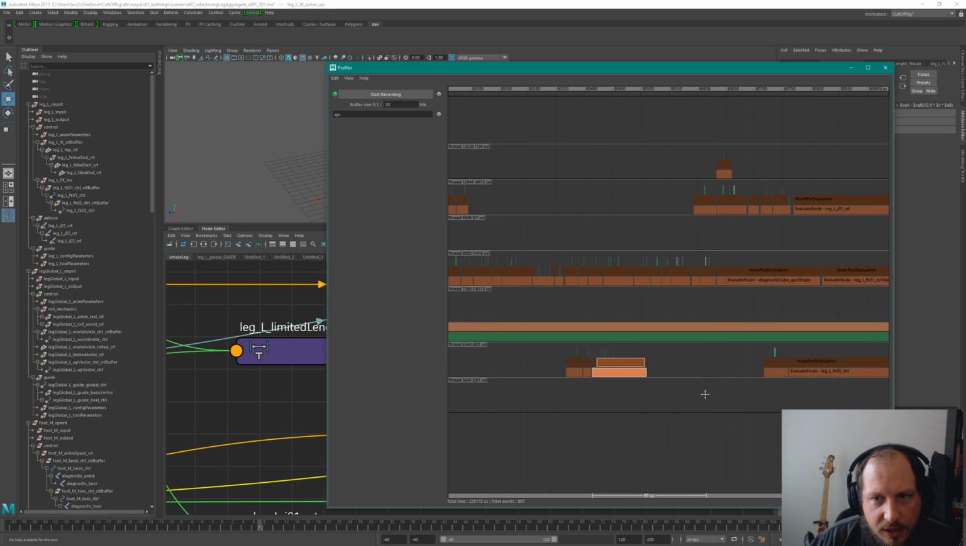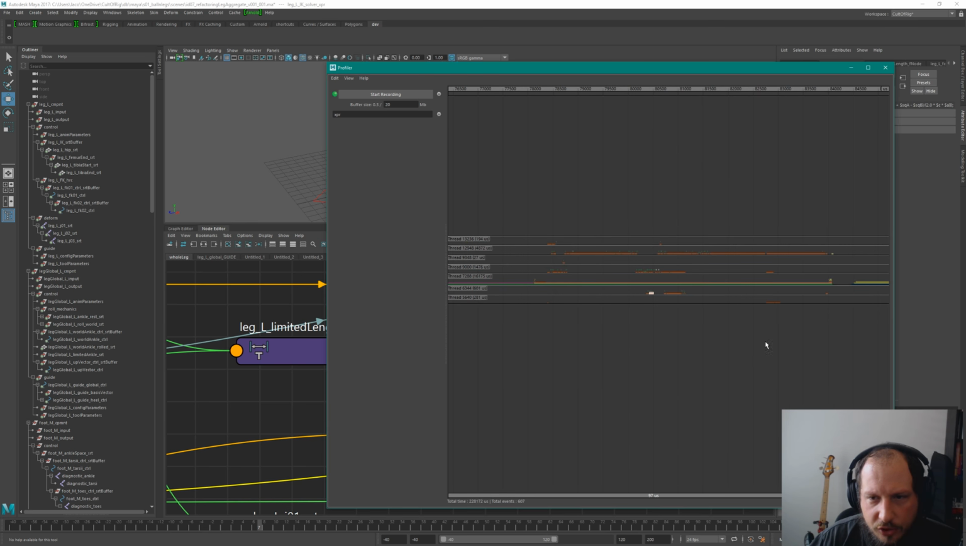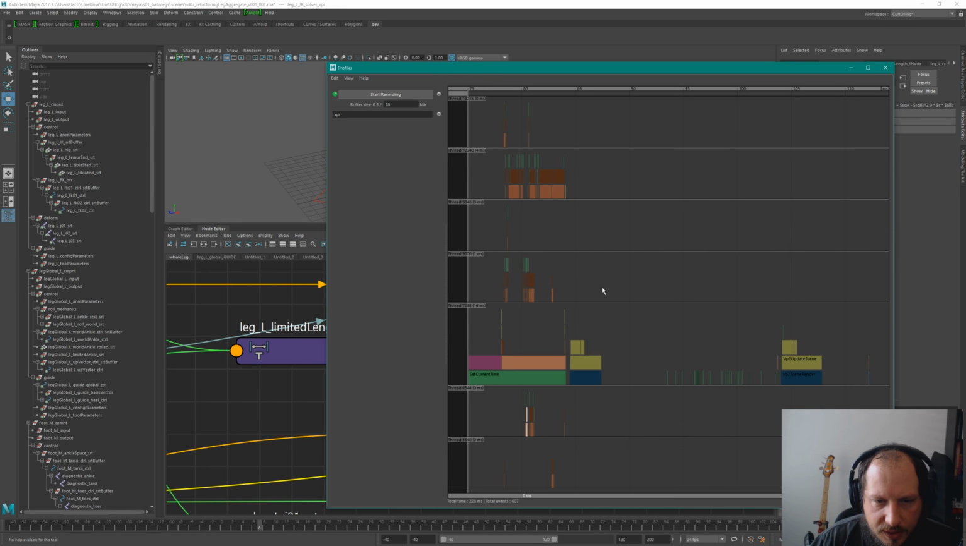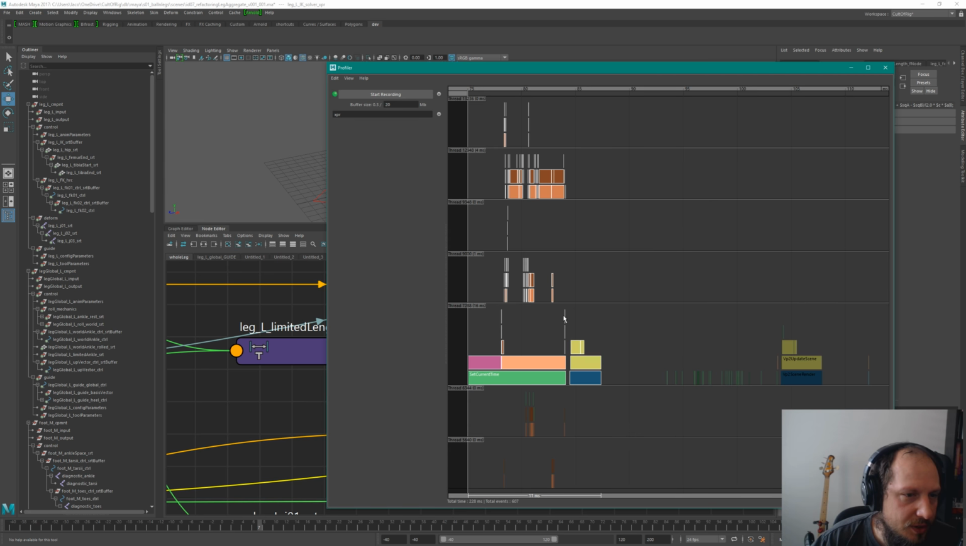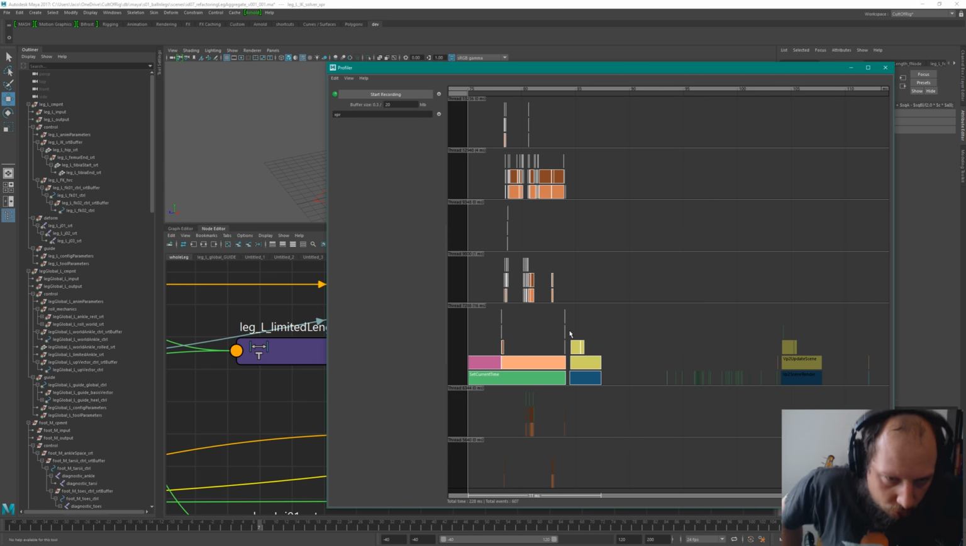Anyway, I will do a fair chunk of this stuff. This is pretty important when you care about performance, and the profiler is absolutely key to optimizing your rig and knowing what is going on.